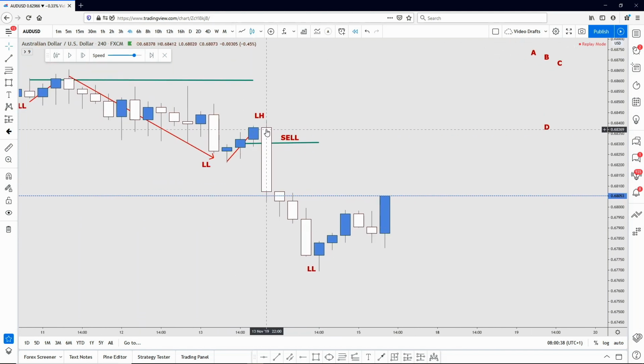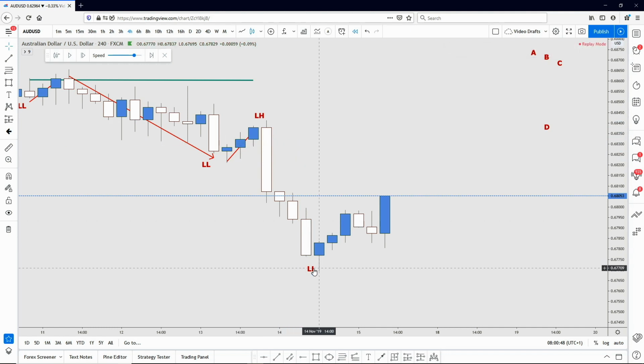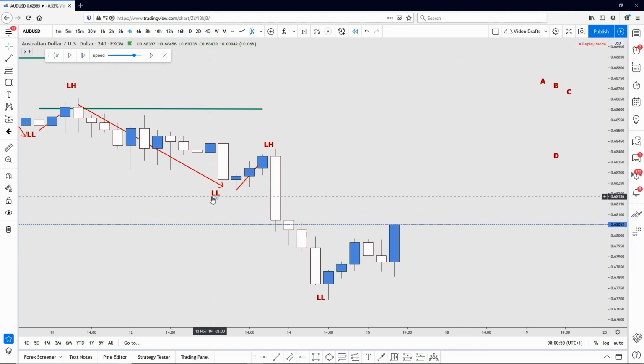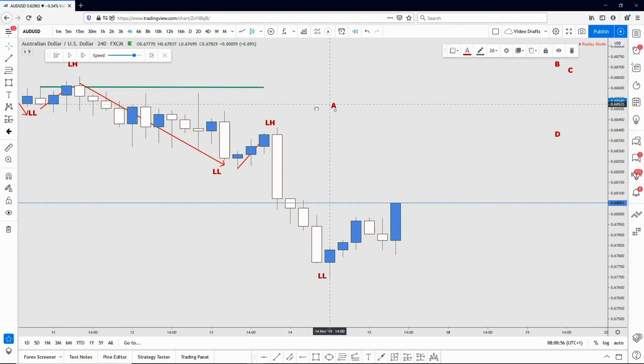So again, this is the new impulse wave. So say we closed our trade here. We're just going to delete this, delete this. So it's making, again, a lower low, lower high, lower low. This is the new point A. This was the retracement, but now this is the new impulse wave. So impulse wave down. This is going to be point B.